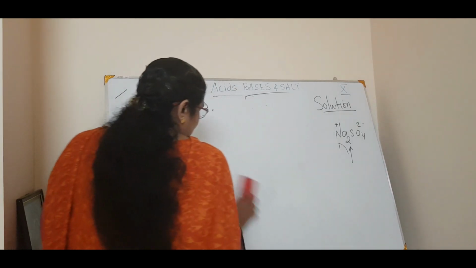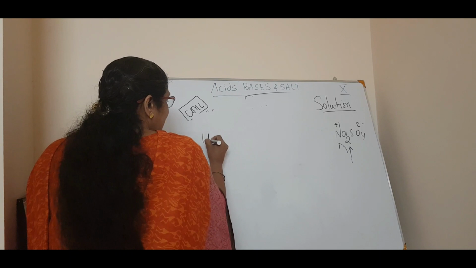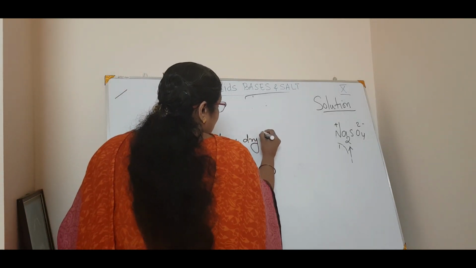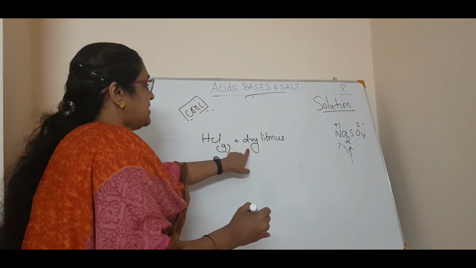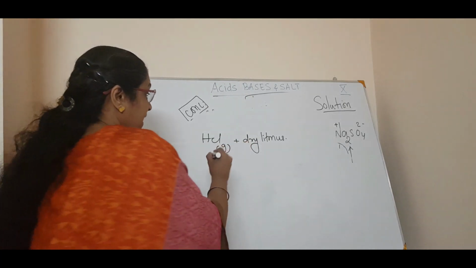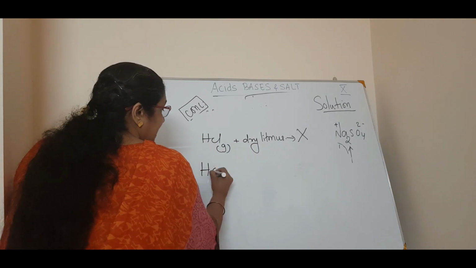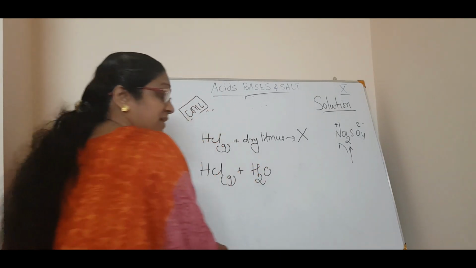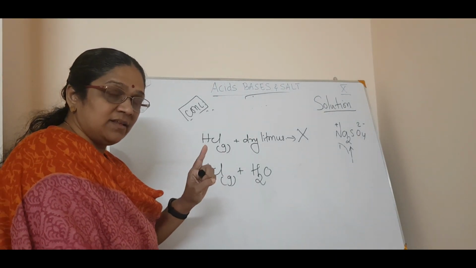In the first case, what was happening? The HCl gas plus dry litmus paper was there, isn't it? So, dry litmus paper means what? There is no water in it, isn't it? So there is no reaction, correct? But in the second case, this HCl gas reacts with the water in the litmus paper. Very, very carefully listen. This is the concept.